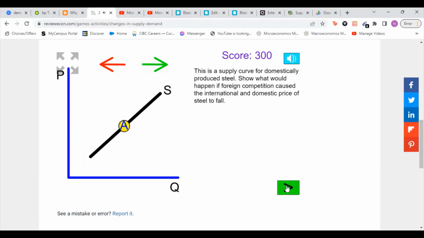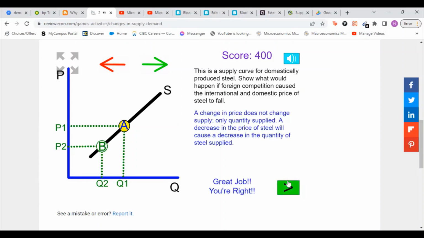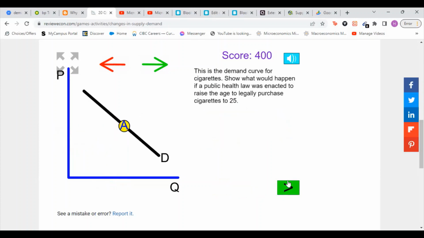And this is a supply curve for domestically produced steel. Show what would happen if foreign competition caused the domestic price of steel to fall. It would be along the curve in this case because it's price related. Yes, great job. So it's along the curve because it's price related. And then this is a demand curve for cigarettes.